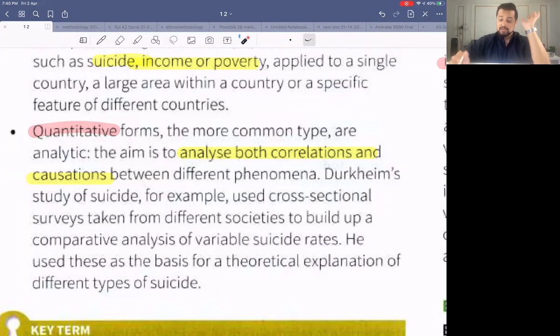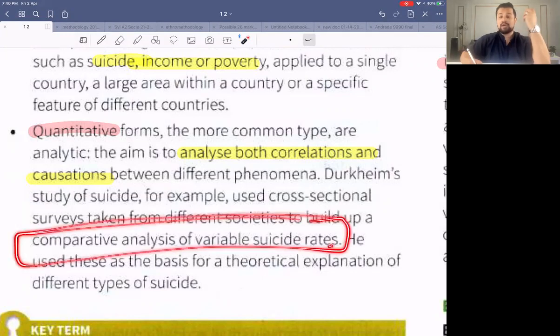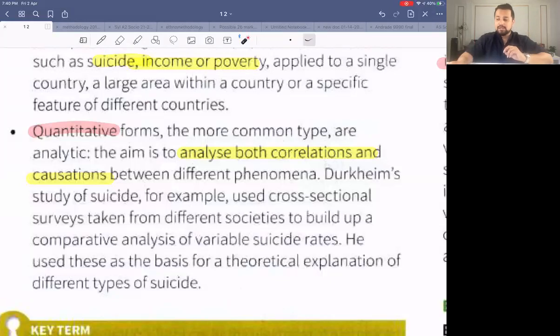This isn't a must. Durkheim's study of suicide, for example, used cross-sectional surveys taken from different societies to build up a comparative analysis of variable suicide rates. This is what I was talking about, right? What Durkheim did was he was trying to figure out. Okay, let me give you guys a quick little background on Durkheim's study. Remember, Durkheim is a functionalist. Functionalists are all structuralists, and all structuralists believe it's the structure of society that shapes human behavior, right? Durkheim is a functionalist. All functionalists are structuralists, and structuralists believe it is the structures of society that shape human behavior.